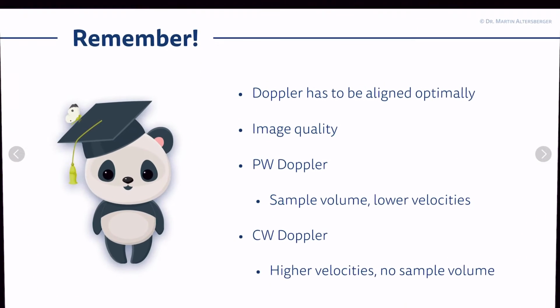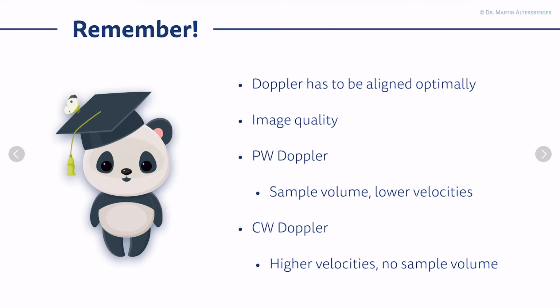So, talking about Doppler. For Doppler, we have to have an optimally aligned signal. So we have to have an optimal image, because if the image is out of plane or the image quality is reduced, Doppler signals won't be optimal, and that can influence, of course, the measurements. As mentioned, we will talk about the pulsed wave, the PW Doppler, and the continuous wave Doppler, the CW Doppler.